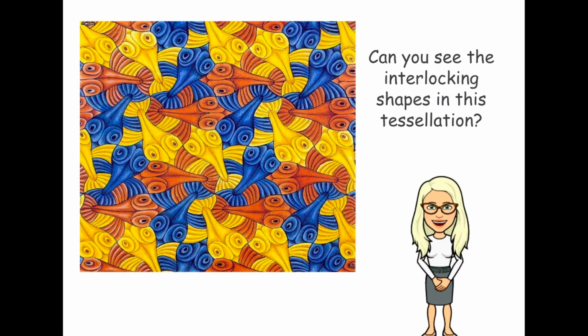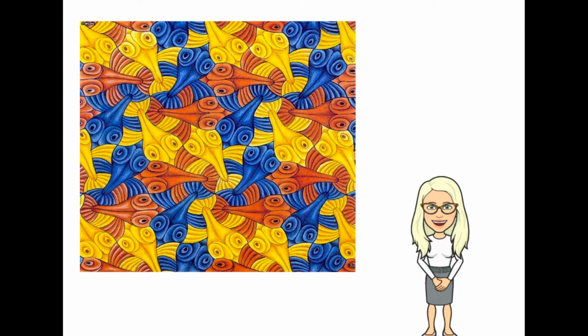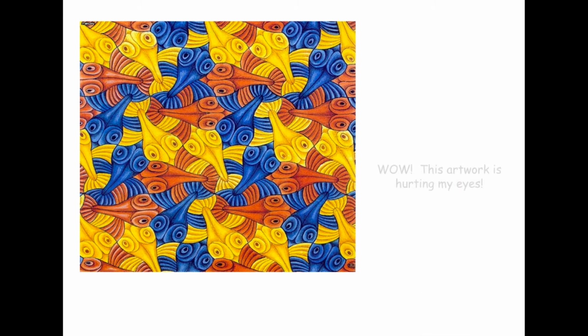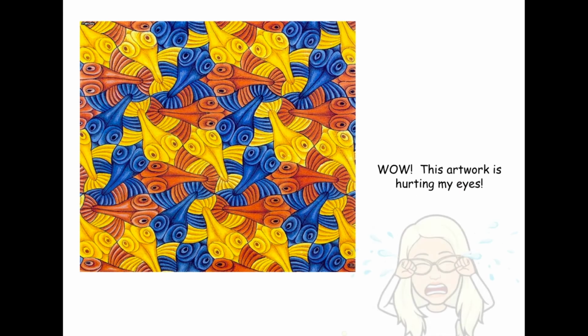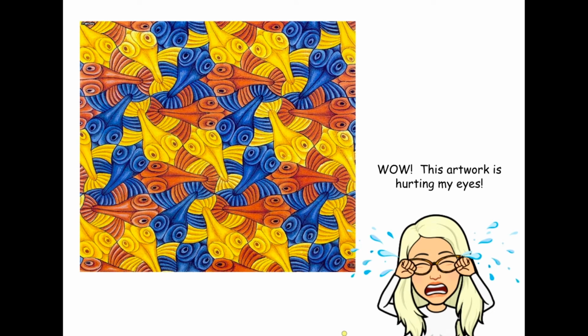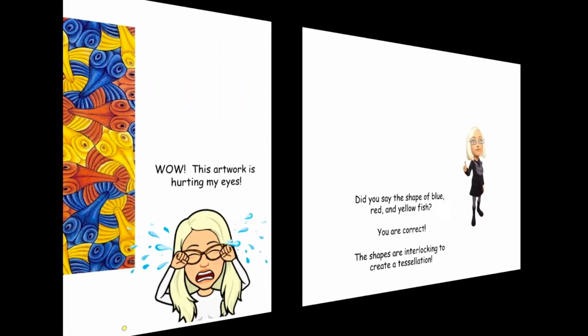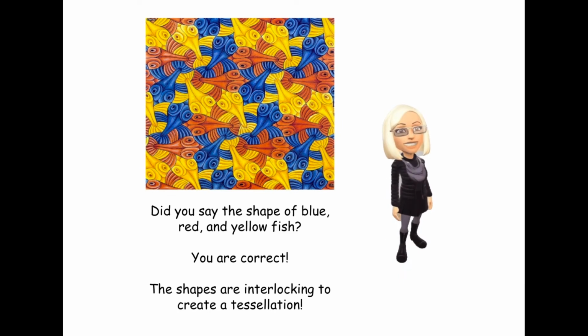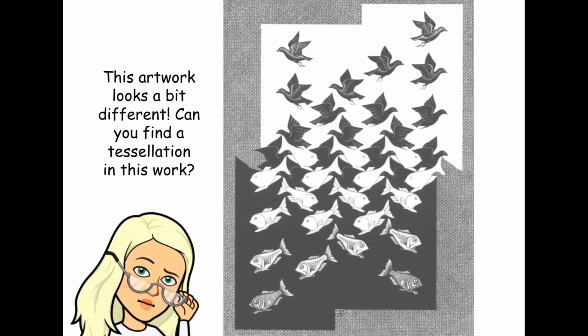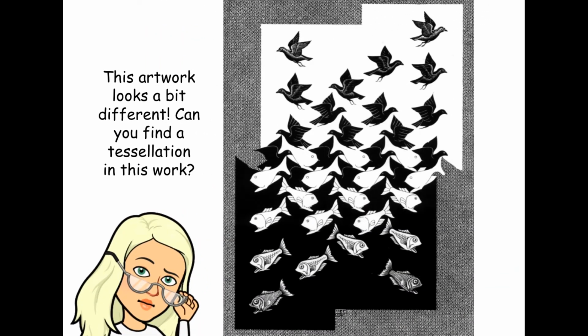Can you see the interlocking shapes in this tessellation? Wow, this artwork is hurting my eyes. Okay, did you see the shape of blue, red, and yellow fish? You are correct. The shapes are interlocking to create a tessellation. Well done. This artwork looks a bit different.